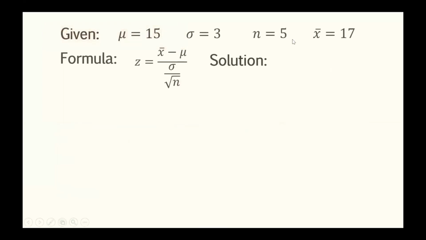Using the formula and substituting given the values, we have 17 minus 15 divided by 3 over square root of 5. So, in your calculator, that is equal to 1.49. If you have this type of calculator, just follow me.